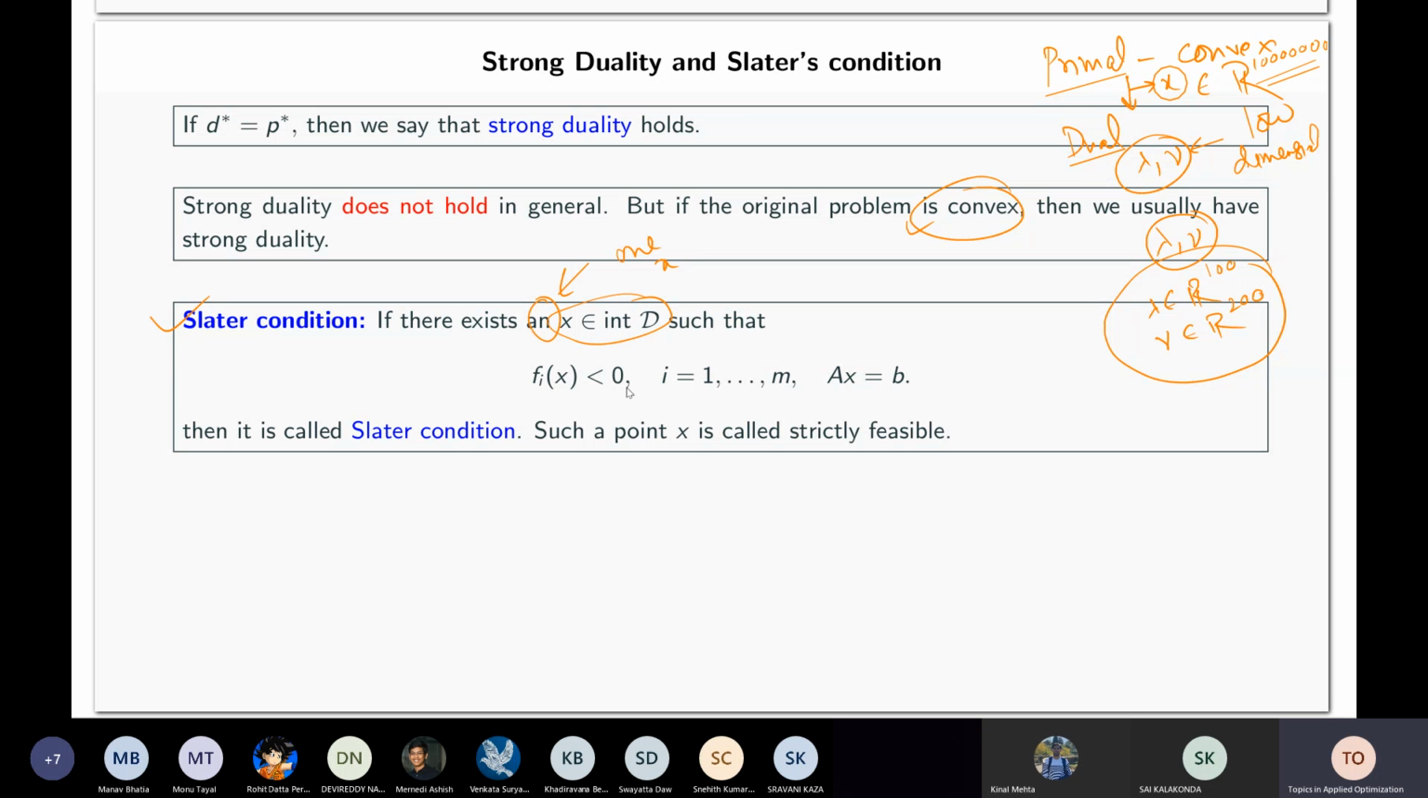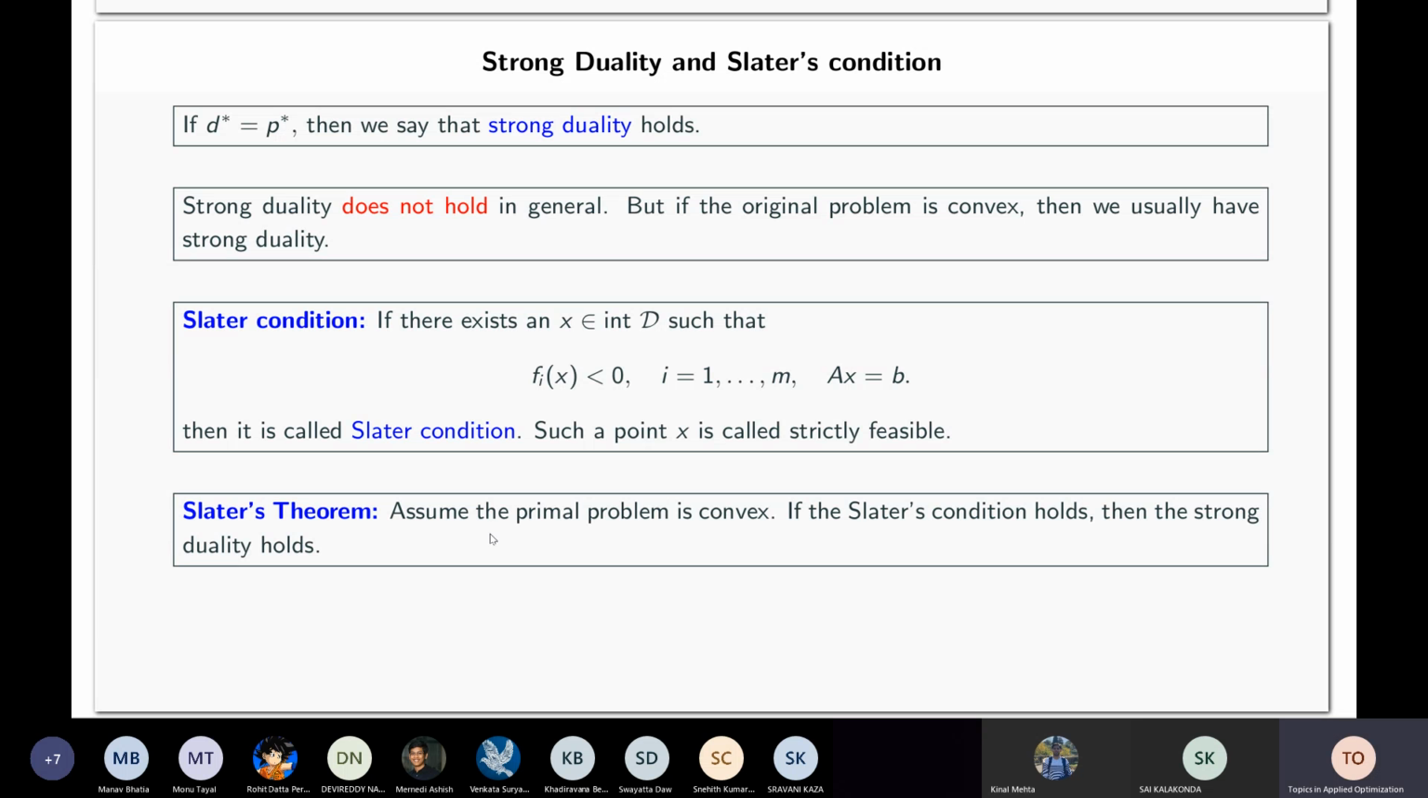If you can find just one x in the domain, by hook or crook, some way, trial and error, you can produce one x by some guess, such that all your inequality constraints are strict inequalities. Okay, in general, remember in the optimization problem, we are given less than or equal to. But what we are saying is, if I can find an x such that for that x all the inequalities are strict, then it is called the Slater condition. Such a point x is called strictly feasible because it satisfies the strict inequalities. This is just a definition.